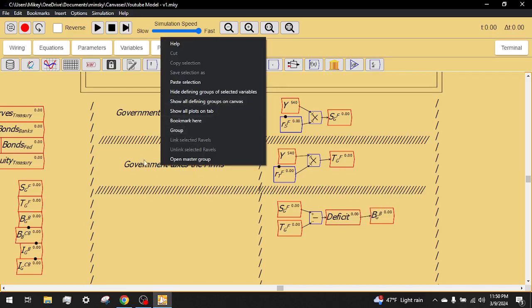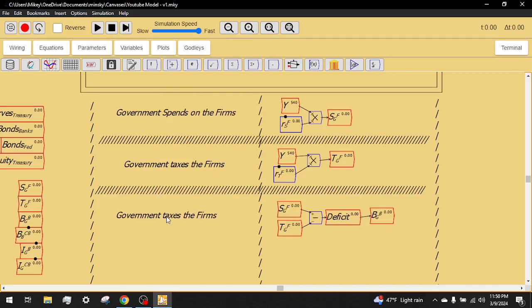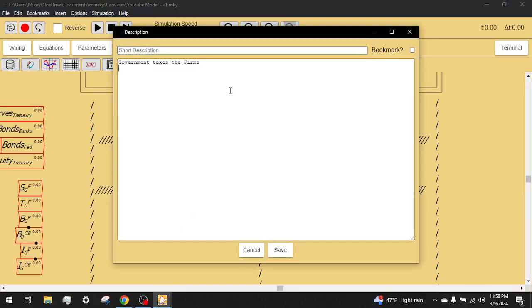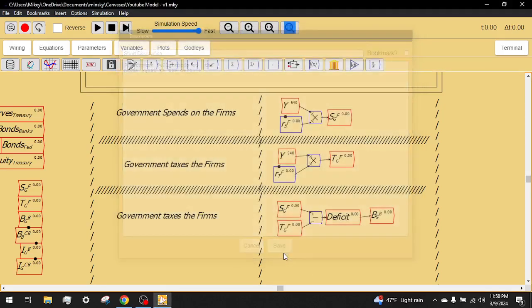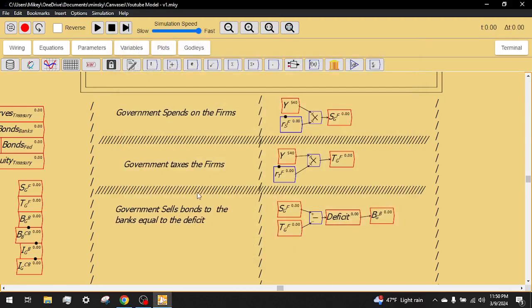Okay, so we have now the deficit spending, which produces the bond issuance. And we're going to say that this is the government selling bonds to the banks, equal to the deficit. All right.